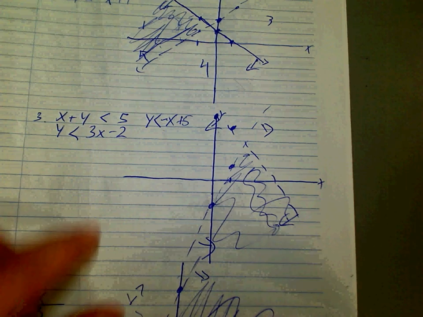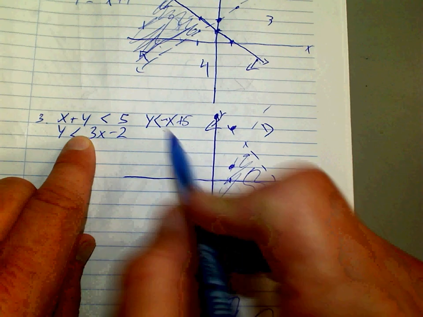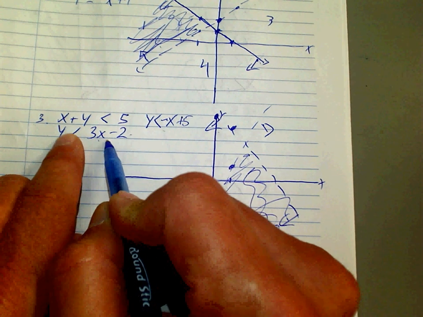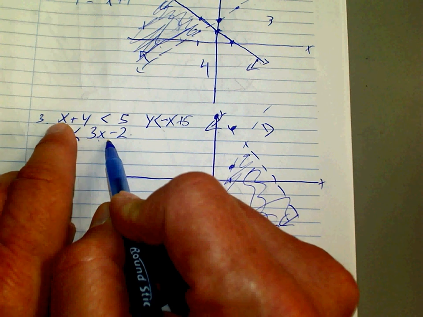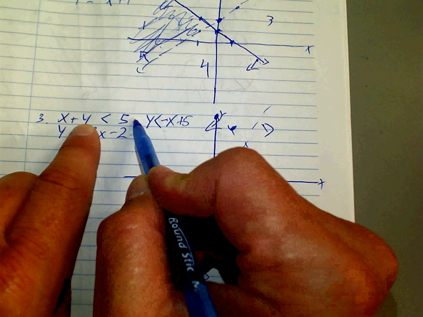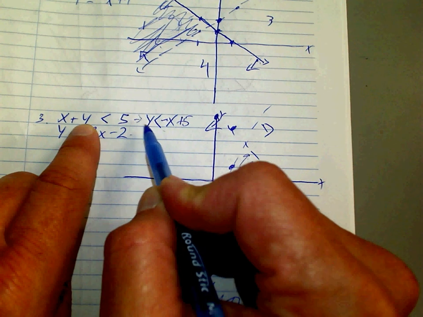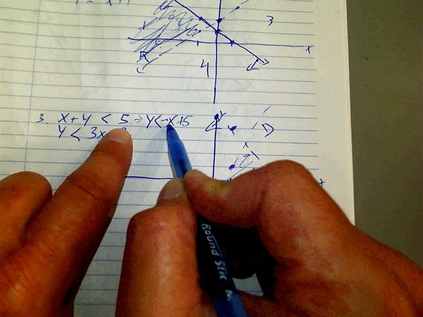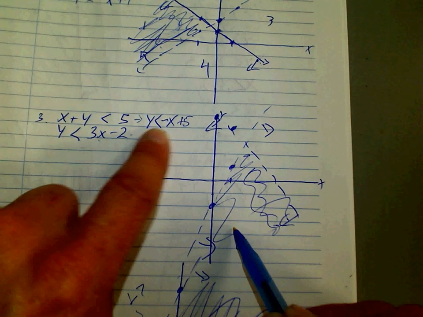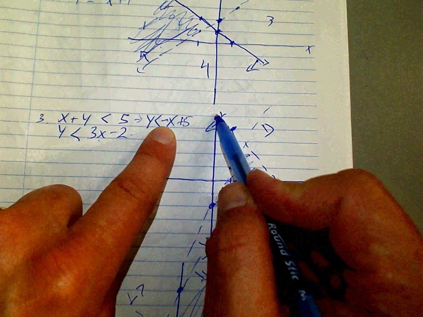Number three. One of them was written in y equals mx plus b form. This was standard, so we subtract the x and we would have y. This right here, y less than negative x plus 5, you subtract that x. So this one right here, plus 5 is right here.